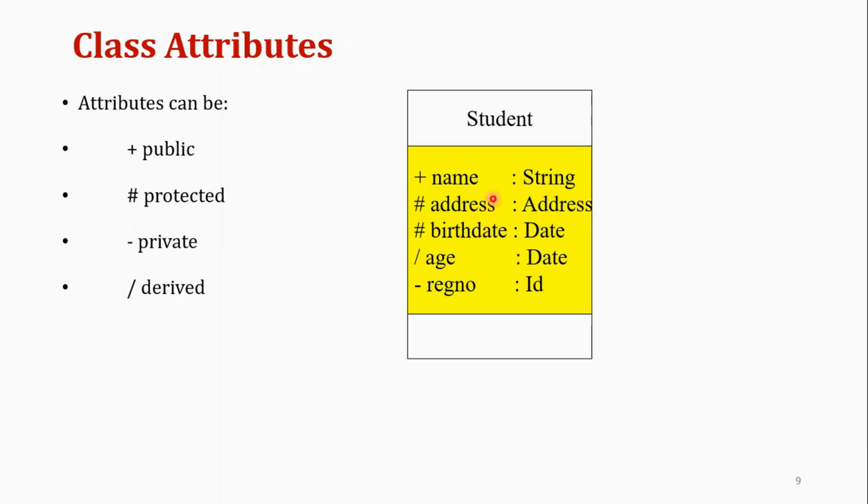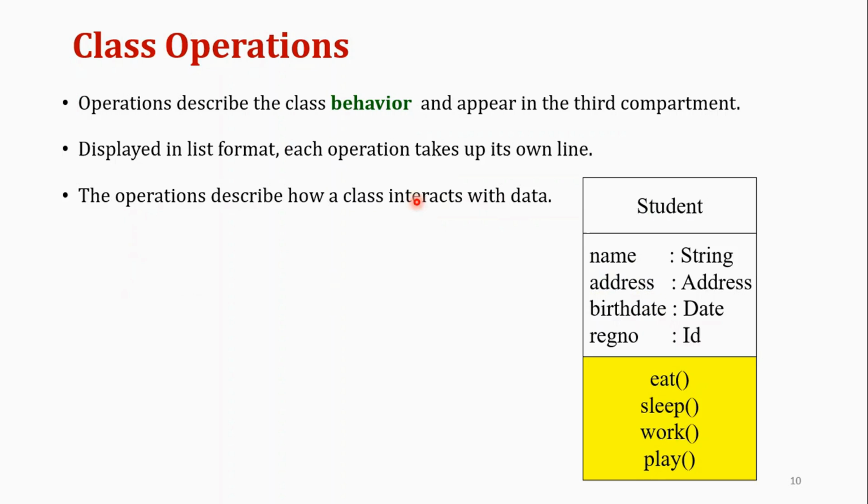The middle part is the attributes, and the third part is the functions or operations of the class. So the class name is Student, name, address, birth date, and register number are the attributes, and eat, sleep, work, play, run, whatever, are all the operations or functions of the Student class.